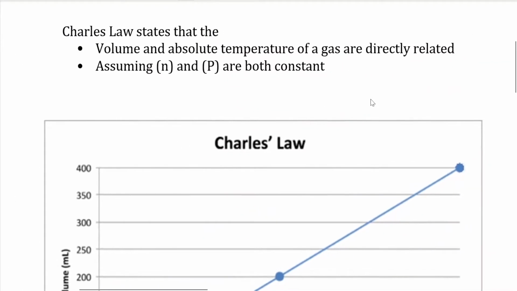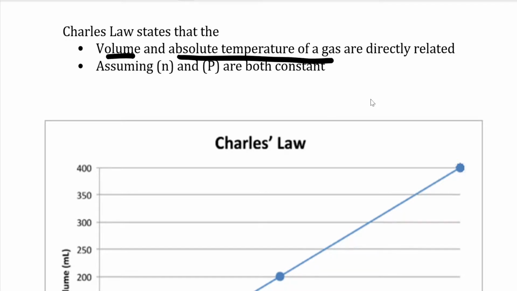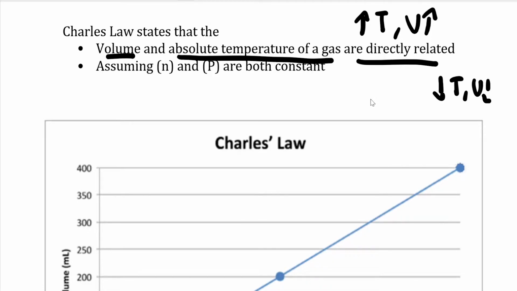First things first, Charles's law states that the volume and the absolute temperature of a gas are directly related. That means if absolute temperature were to go up, volume would also go up, and if absolute temperature were to go down, volume would also go down. It's a direct relationship. And this relationship assumes two things.